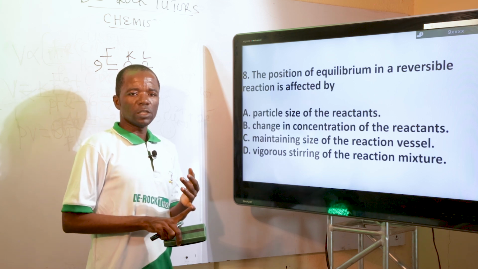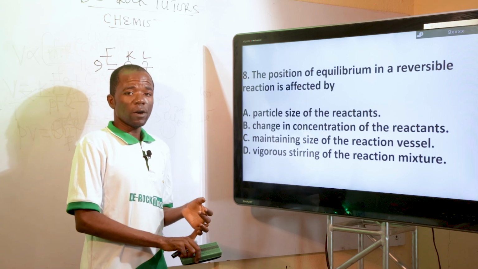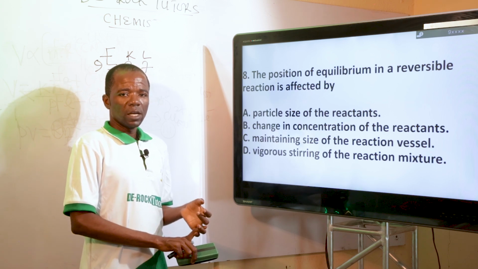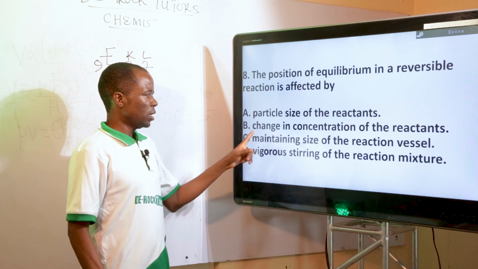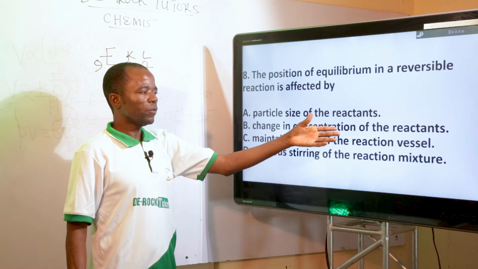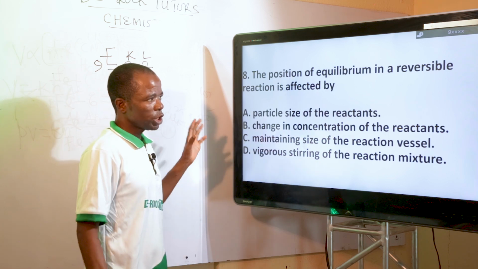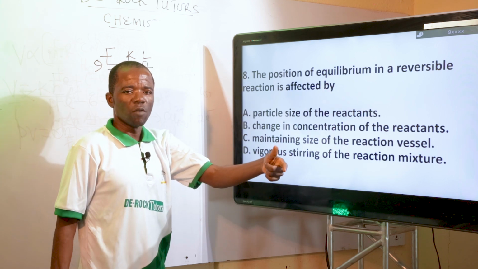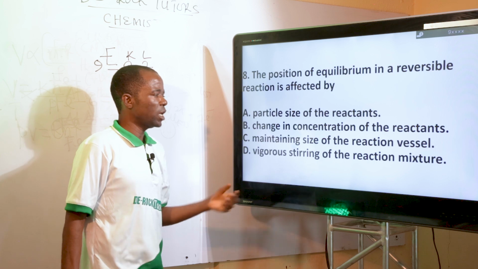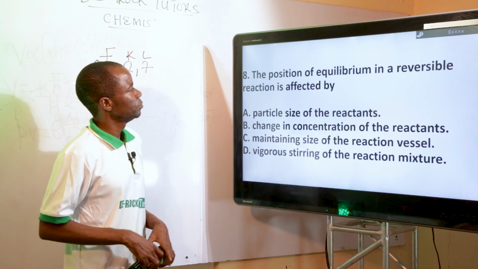Number 1 is the concentration of either the reactant or the product, the pressure of the reactant, and also the temperature of that particular reaction. So we can see that change in concentration will definitely affect the position. An increase in concentration of the reactant will shift the equilibrium to the right, whereas an increase in the concentration of the product will shift the equilibrium to the left. So the correct answer here is option B. Let's go to number 9.